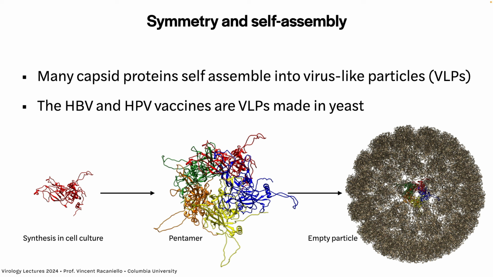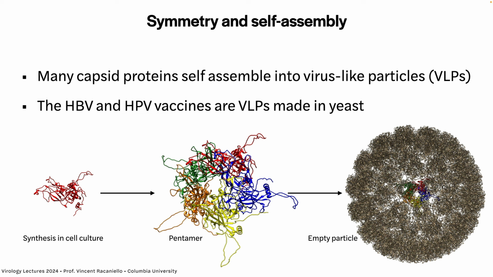Now these are useful for us, because if you take viral proteins and produce them on their own, in many cases they will assemble into virus particles. We call them virus-like particles, VLPs, because there's no genome in them. So to be a virus, they would have to have a genome. But you can just make the protein and you get these particles. And we have at least 2 vaccines that are made this way. The hepatitis B virus vaccine and the human papillomavirus vaccines are virus-like particles made in yeast.